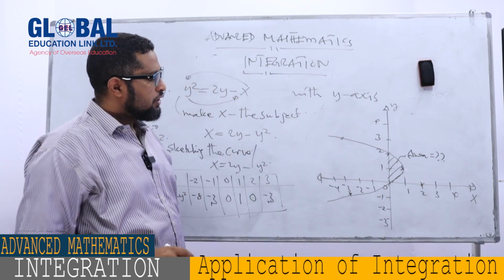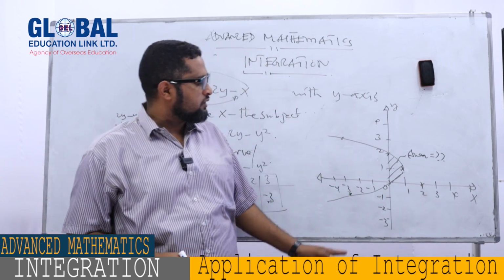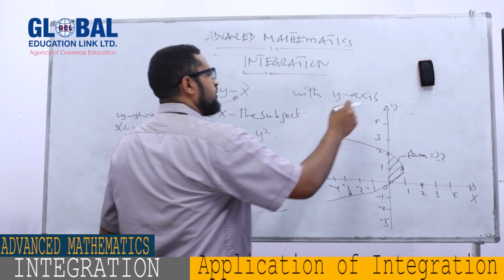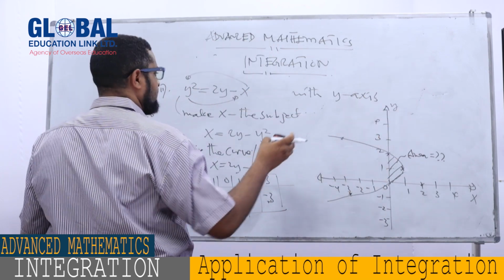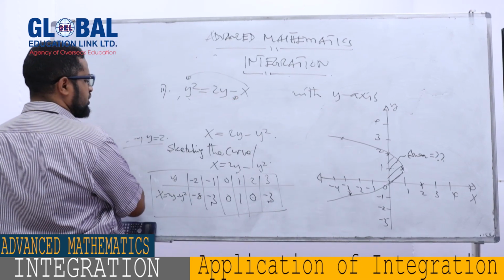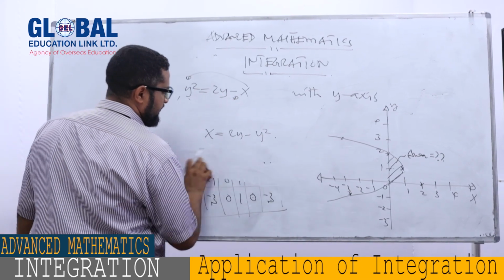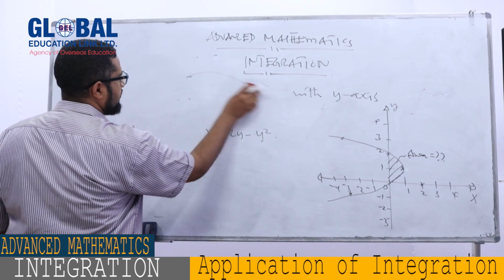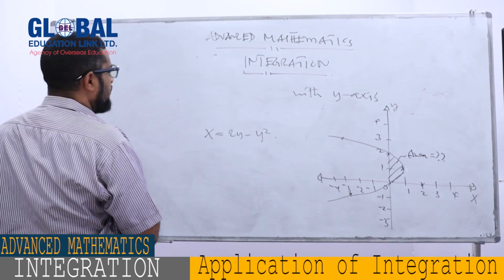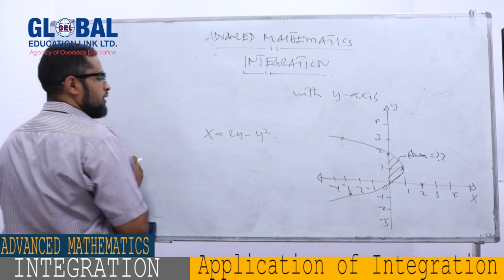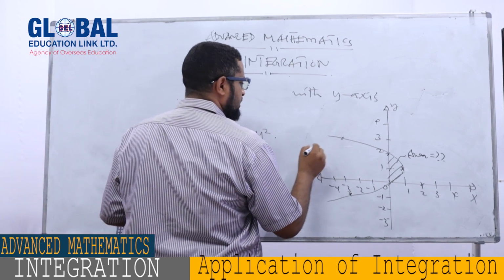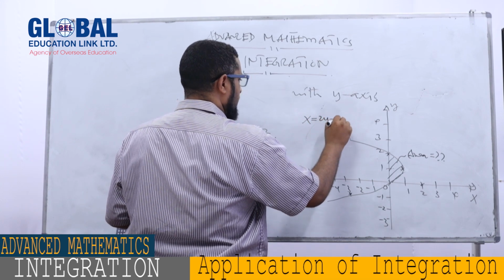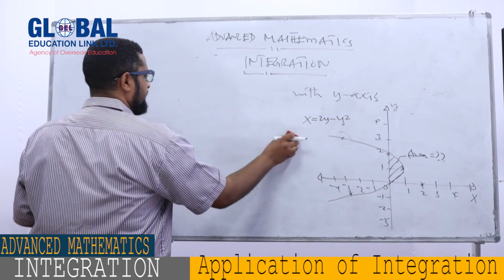Now, do you see from which limit you are going to integrate? It is from 0 up to 2. Now, let's go direct to the formula and then substitute the function and then integrate. Our function is, so this is the graph of x equal to 2y minus y square.